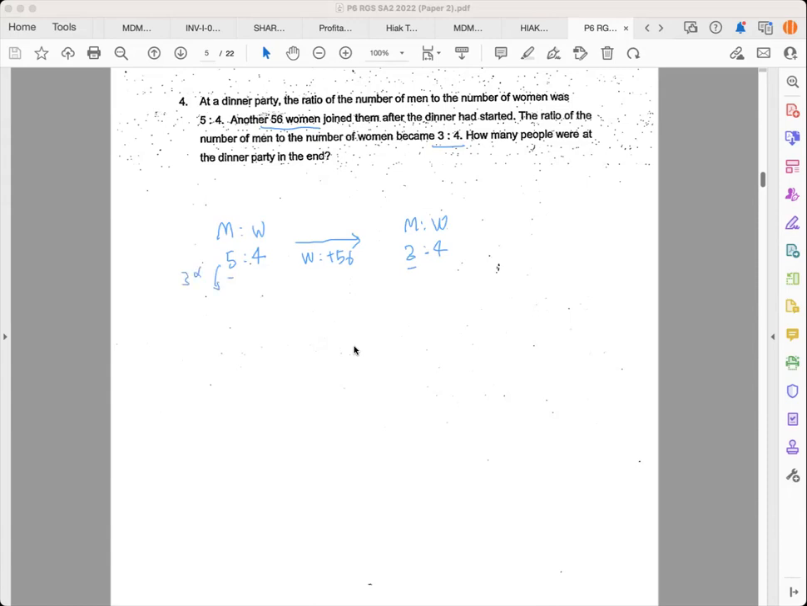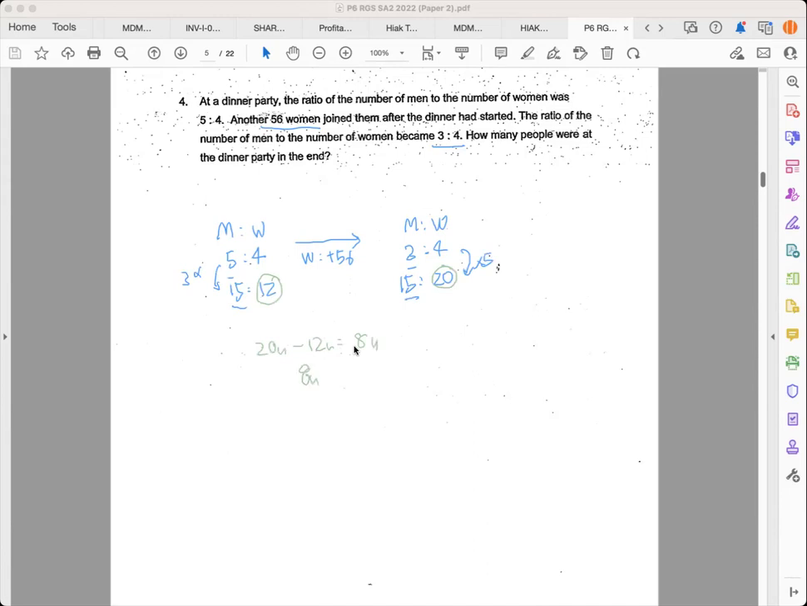Multiply by 3 over here and make it 15. Multiply by 5 over here and make it 15 as well. So the common base is 15. Now we can see that the women have increased from 12 units to 20 units. So 20 minus 12, the women have increased by 8 units.